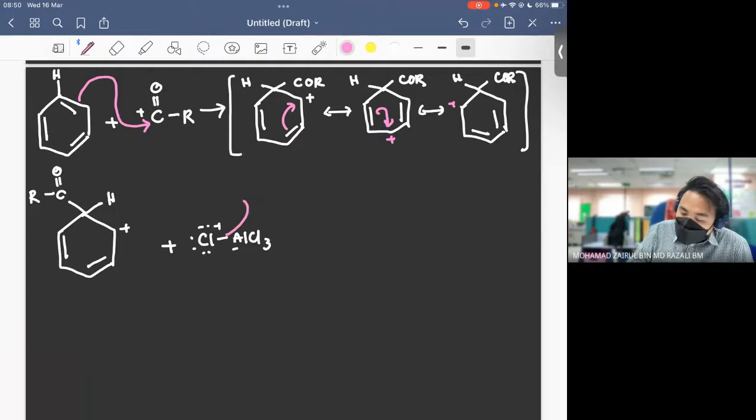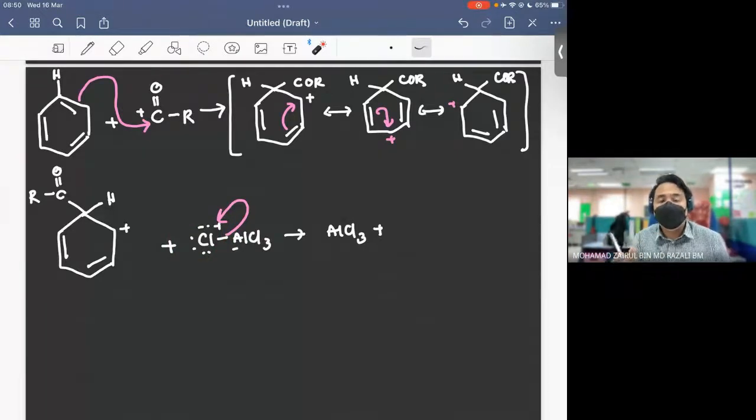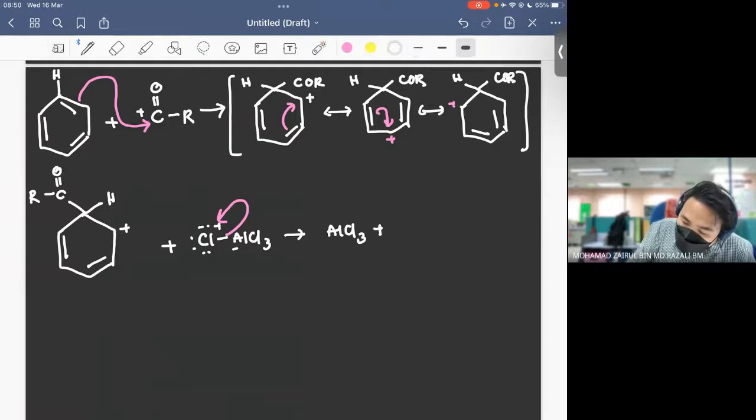Dia boleh gain electron daripada bond tu. Dia gain 2 electron. So, kita hasilkan AlCl3. So, sekarang ni klorin ni dah bebas dan dah dapat extra elektron. So, dia macam nucleophile. Dia ada banyak lone pair yang dia boleh derma dekat orang lain. So, lone pair yang dia dapat tu, dia boleh donate dekat hydrogen untuk form single bond. Tapi sebelum hydrogen ini form bond dengan klorin, dia kena berpisah dulu daripada ring ni.